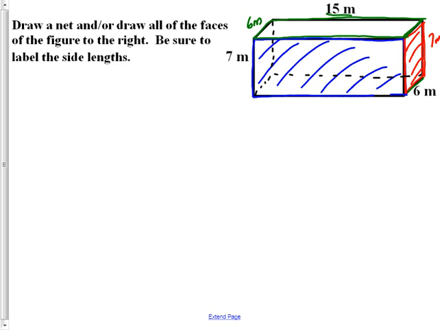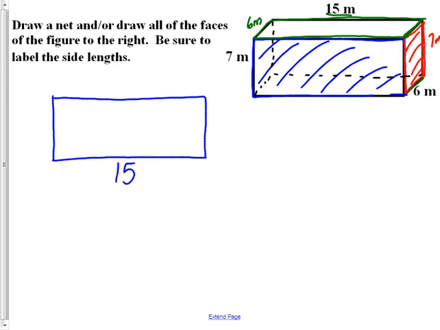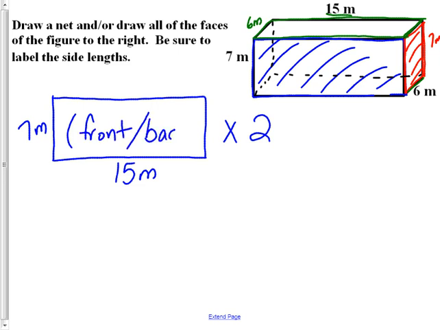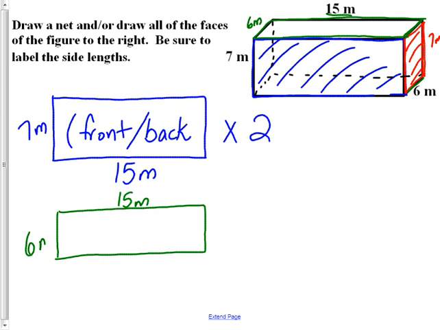For example, I could say, well, the front and the back both look like this. The front and the back are each 15 meters by 7 meters. So I'm going to need 2 of those because, again, that's both the front and the back. And then the top and the bottom of that figure are going to be kind of like that, but not exactly. They're not congruent to those. It's going to be 15 meters by 6 meters. And again, I'm going to need 2 of those because one is going to be the top and one is going to be the bottom.